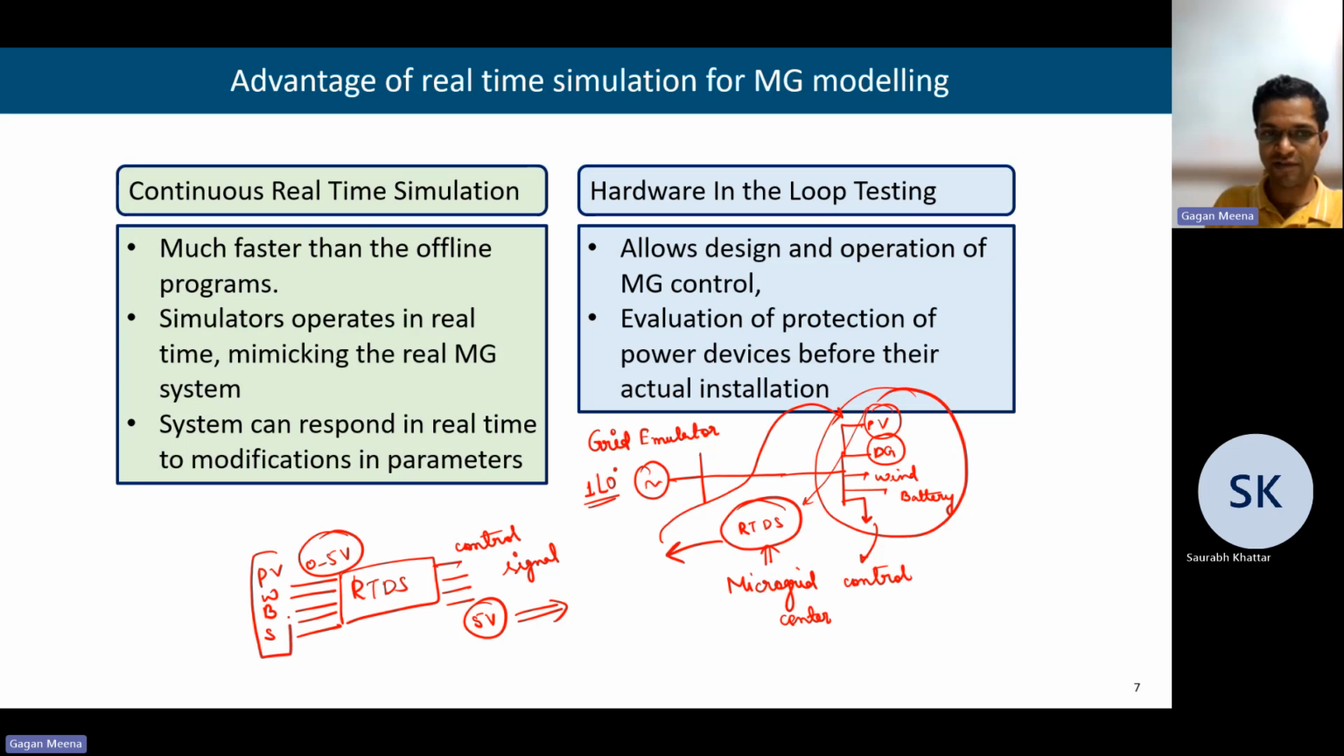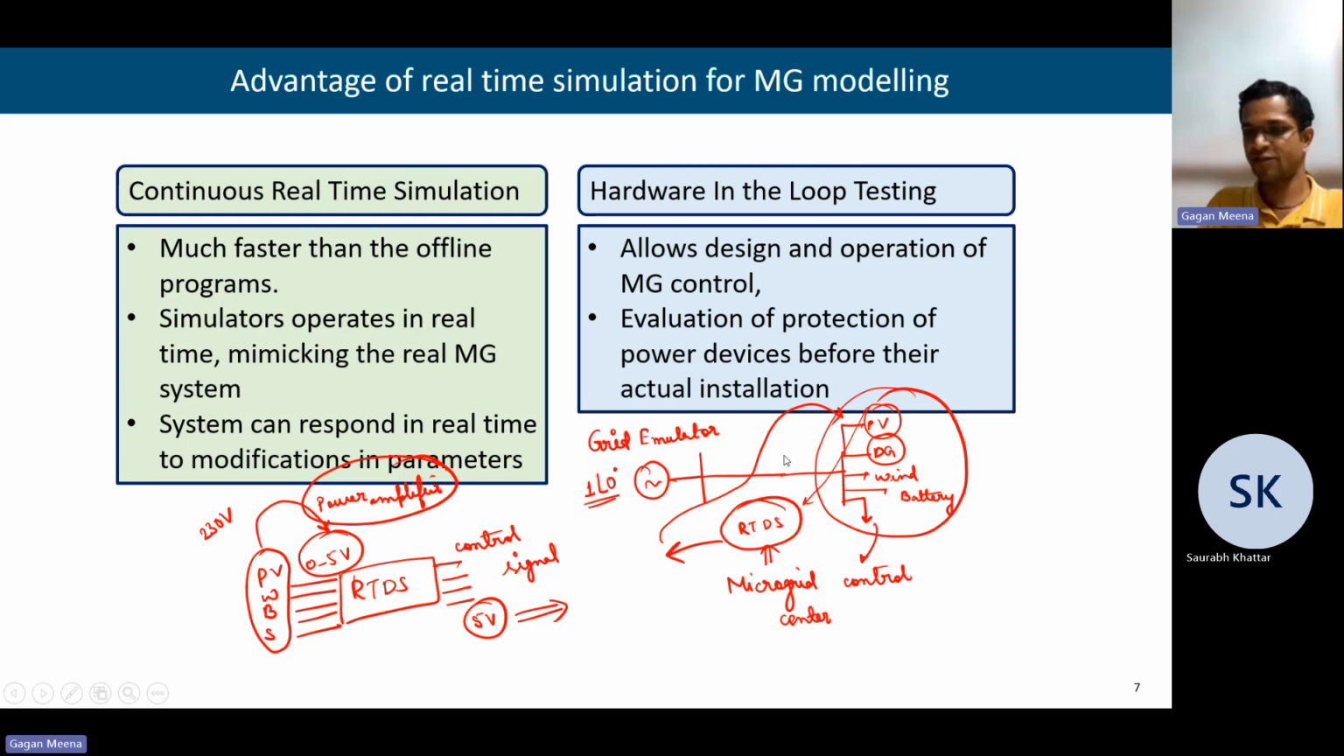But the actual voltage of PV, the actual current, will be much more. It can be 230 volts. We need to convert this 230 volts to 0 to 5 volts. For this, we require a power amplifier. In between, we have a power amplifier which does this job. It can convert 5 volts to 230 volts, and 230 volts to 5 volts. So in hardware-in-the-loop testing, we require this power amplifier.